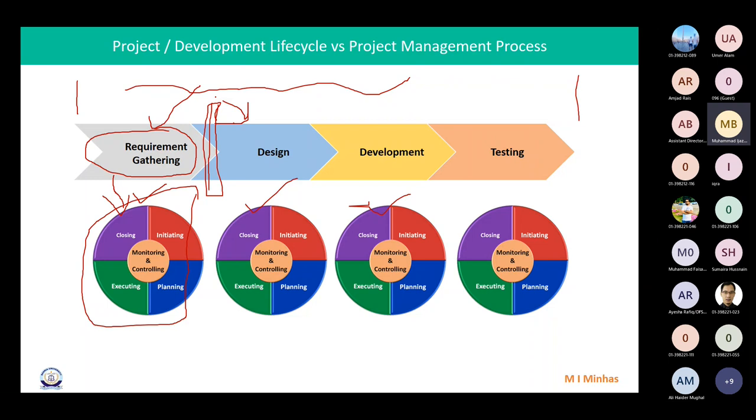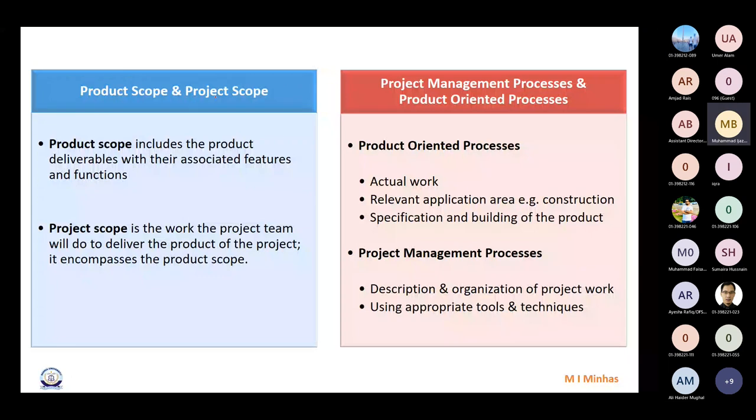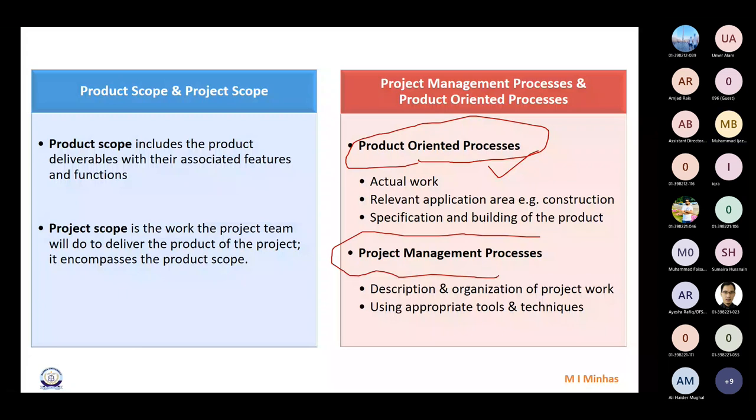Yes, sir. Right. So with this, now let's move on to the next thing, that is product scope and project scope. This is the point that will actually relate to the project life cycle and the project management processes. Whatever you do to produce that product is the project life cycle. And whatever you do to manage that work is the project management process. Correct? We have already addressed these points, so that's why I'm not repeating it.